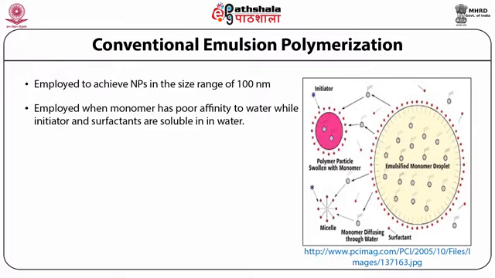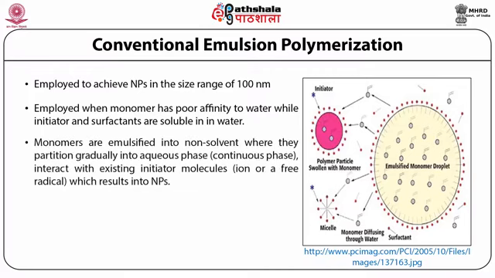Polymerization reactions take place in the following steps. First, monomers are emulsified into a non-solvent, then they partition gradually into the aqueous phase, which is the continuous phase. Then they interact with existing initiator molecules. Ions or free radicals form in the continuous phase.